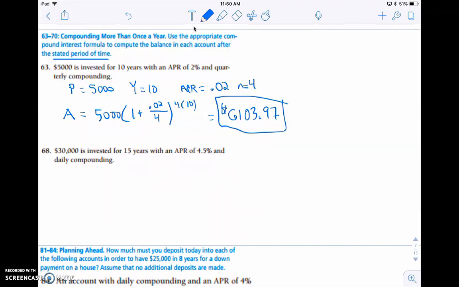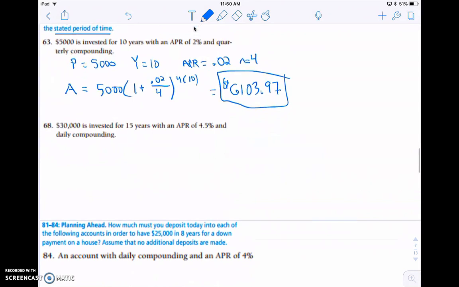So please be sure that you're able to get that in a calculator. If you are unable to get that, let me know and we can work through it. But that's the amount you would have after 10 years with 2% interest compounding quarterly. So you can see you made just over $1,100 in interest over 10 years.